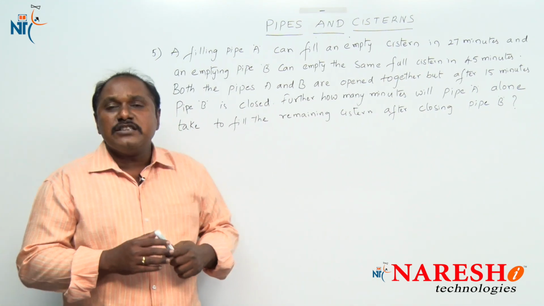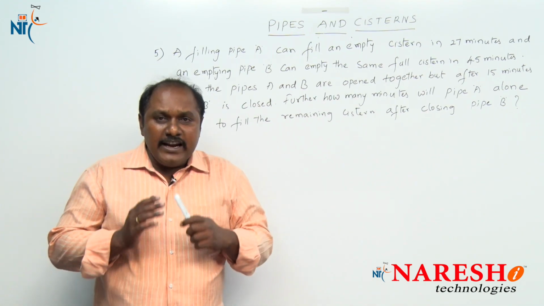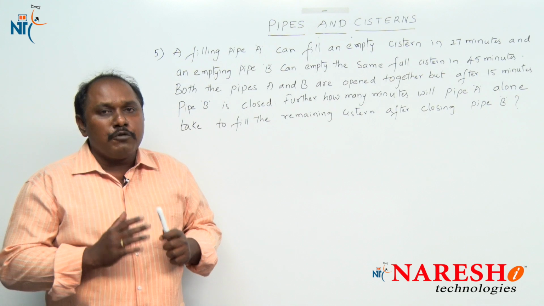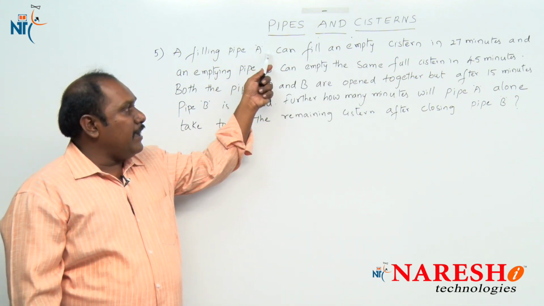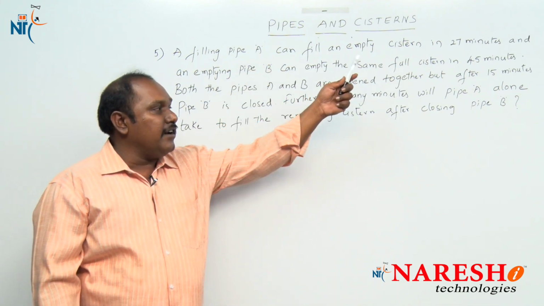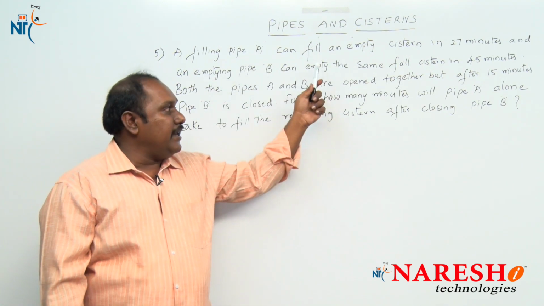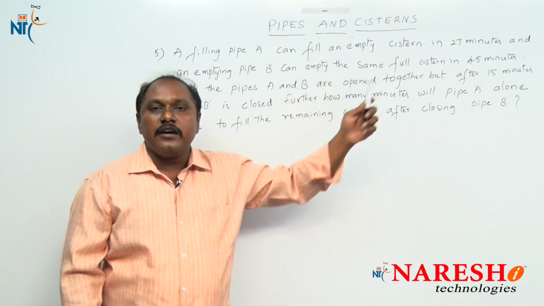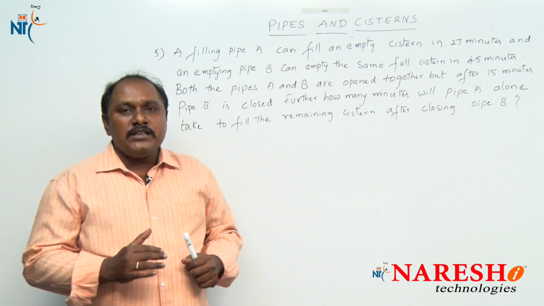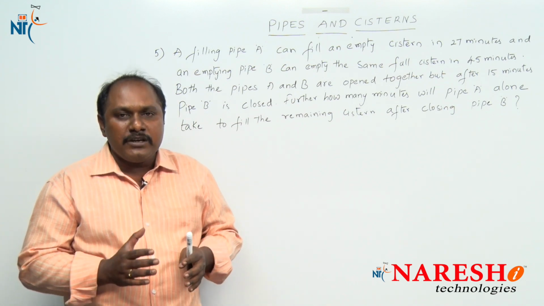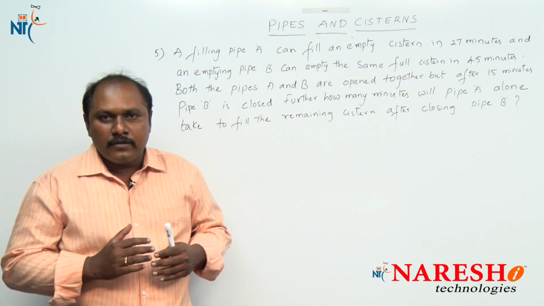Now if you analyze this problem, here is the individual information about the two pipes. A filling pipe A can fill the cistern in 27 minutes and an emptying pipe B can empty the same full cistern in 45 minutes.